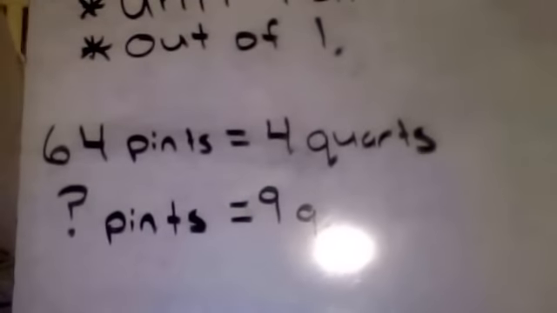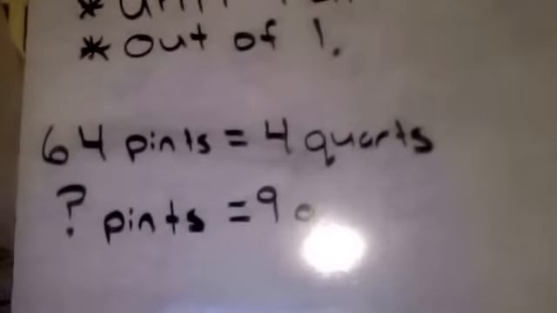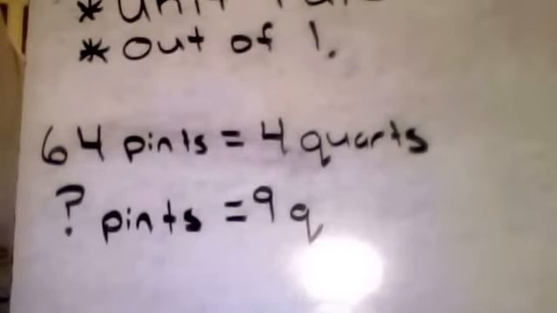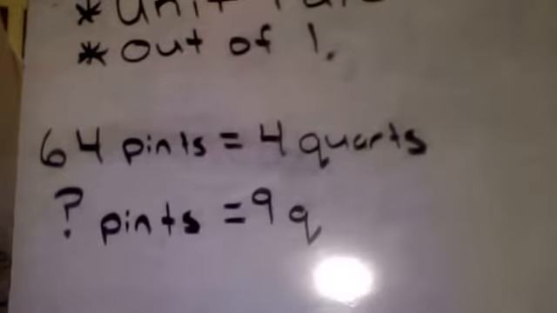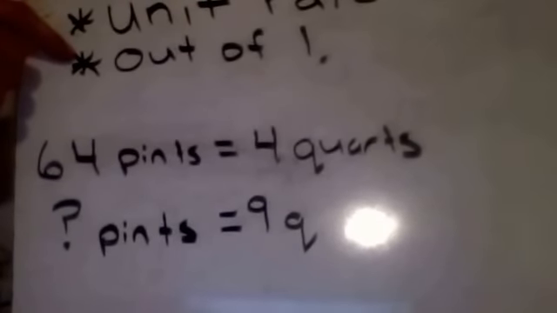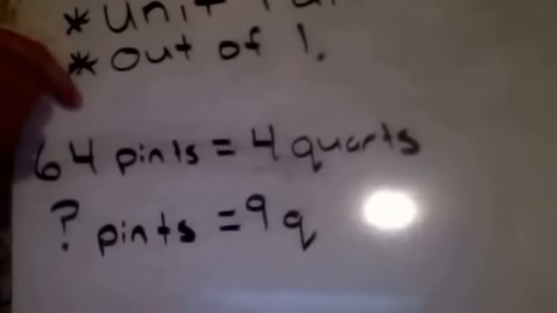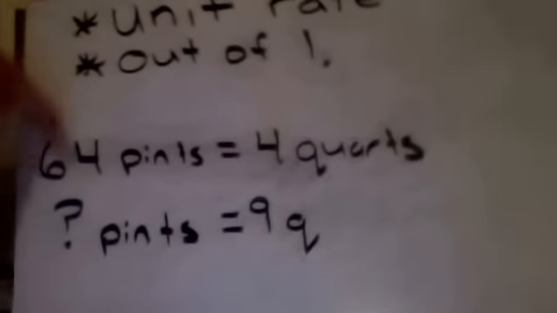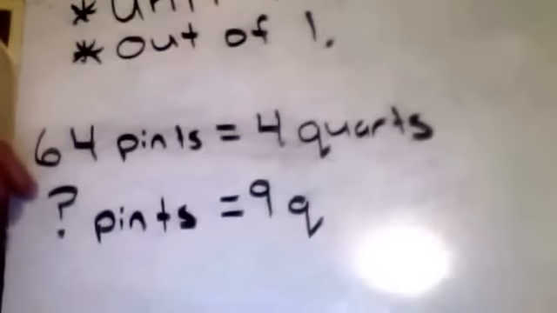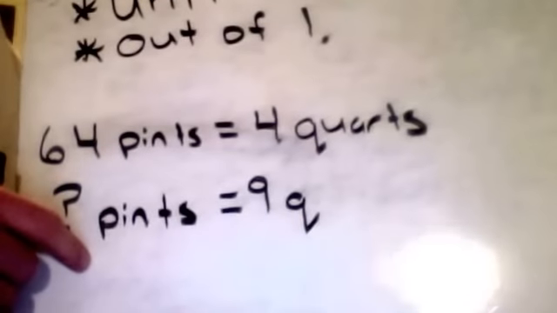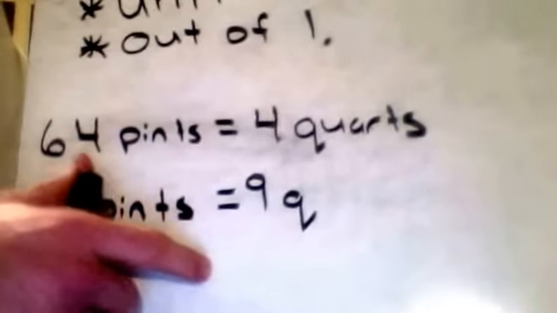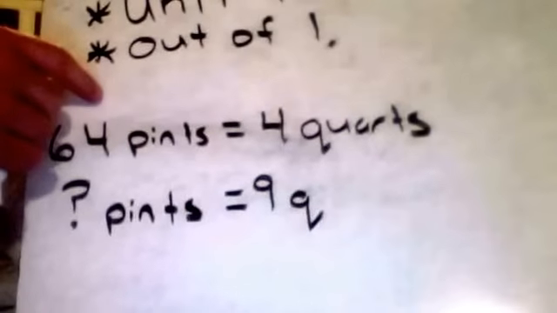All right, for this week's stuff, we're going to look at solving ratios in different ways. The way we're going to start off with first is called a unit rate. A unit rate is just making something be out of 1. In the problem we have here, we've got 64 pints equals 4 quarts, and I need to know how many pints would equal 9 quarts. So we're going to try to find a unit rate here.